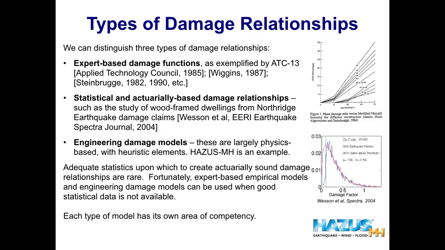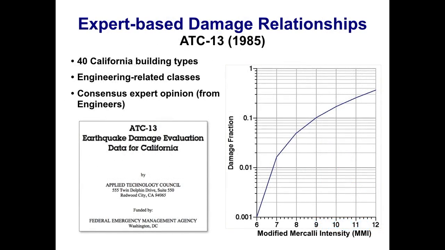Let's take a look a little bit at ATC 13. There are 40 different California building types, typically Zone 4 type buildings. They're engineering related classes, so they're similar to the types of building descriptions that we find in seismic design codes, and they're consensus expert opinion from engineers. We show one of those damage relationships at right with the damage factor or the damage fraction as the y-axis, and here the demand parameter is modified Mercalli intensity.